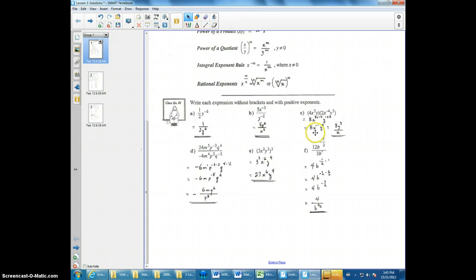But we have a problem. x has a negative exponent. So the negative 1 drops down, and we have 8y cubed over x.